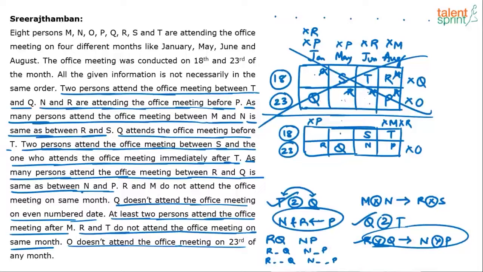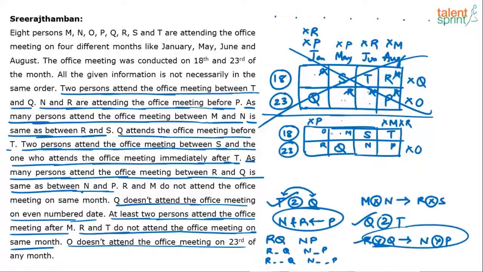Now try to check this M and N and R and S. How many people are there between R and S? 1, 2. Yeah. Between R and S we have got 2 people. So between M and N also there have to be 2 people. So if N is here, dash dash M comes here. And obviously O has to come here. I think that's the one which satisfies all the conditions. I can fix it now. Yes or no? Check this.